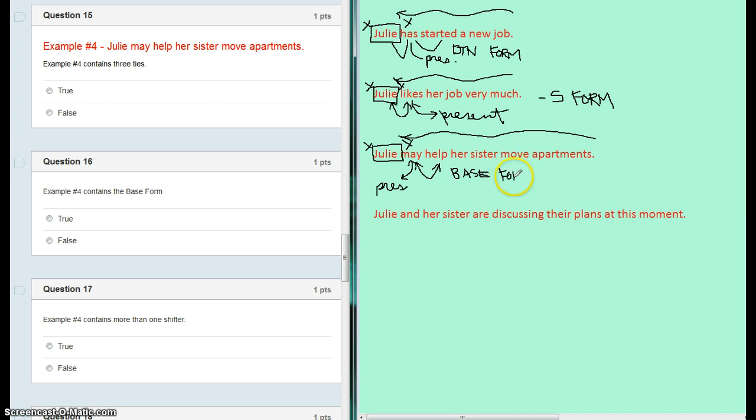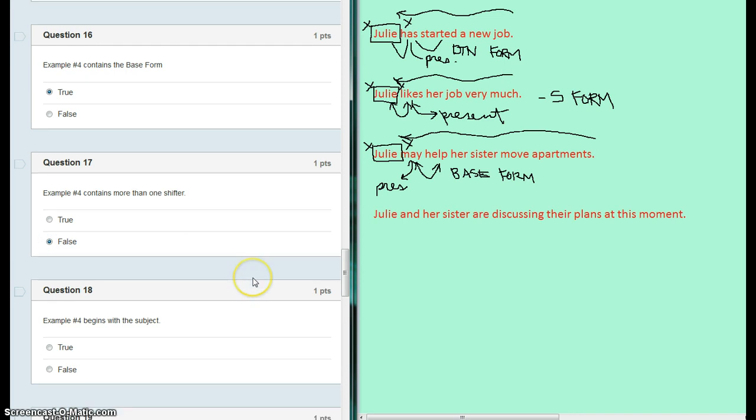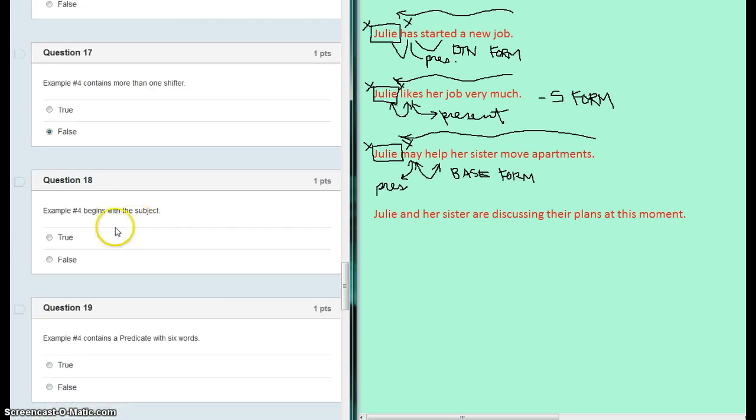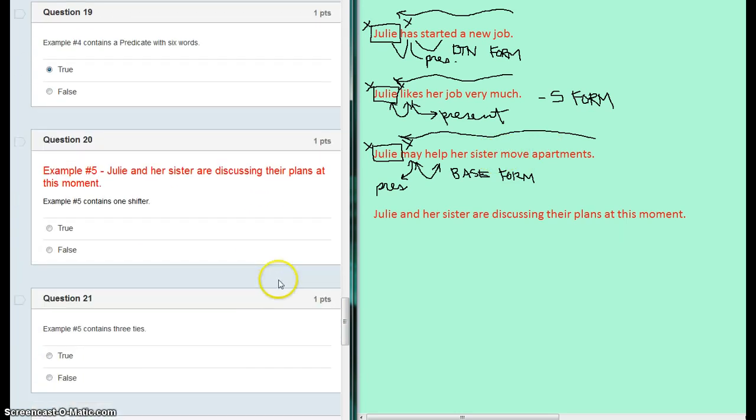Gee, it takes so long to write with this. Okay, here we go. Now we're ready. Julie may help her sister move apartments. Contains 3 ties. That's false. Contains the base form. That's true. Contains more than one shifter. That's false. Example 4 begins with the subject. It's true. Example number 4 contains a predicate with 6 words. 1, 2, 3, 4, 5, 6 words. That's true.